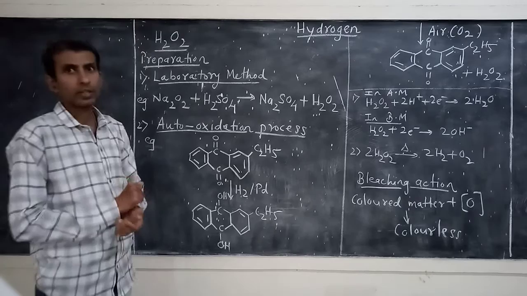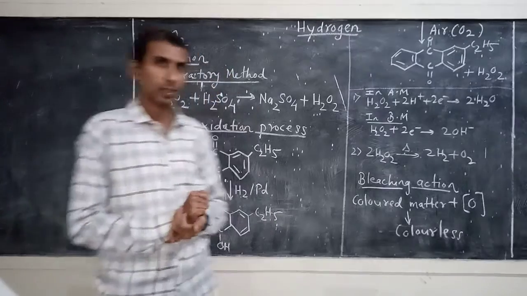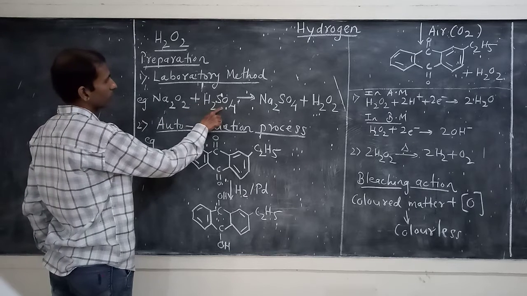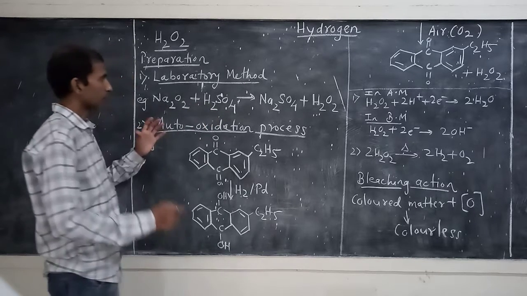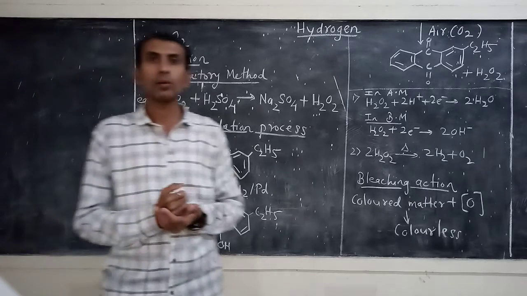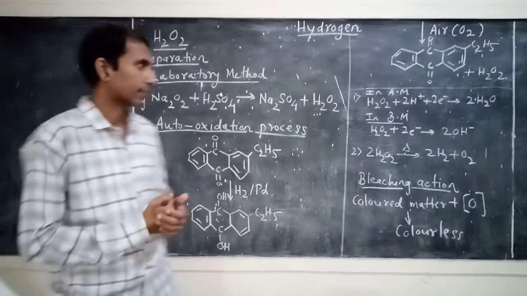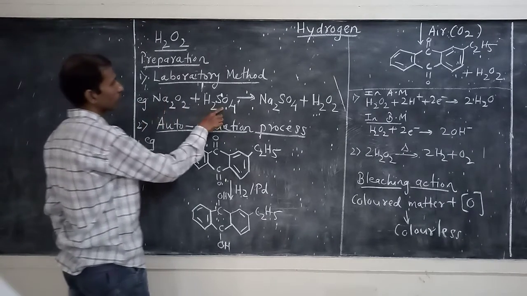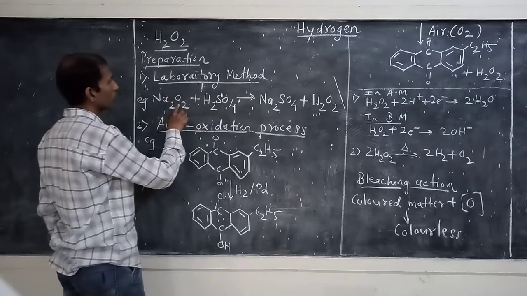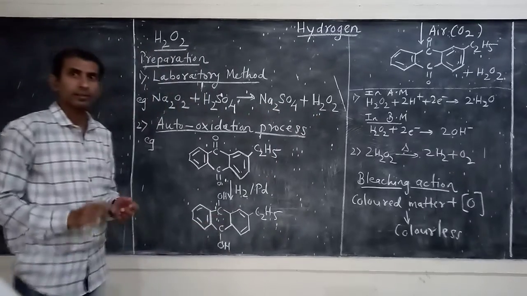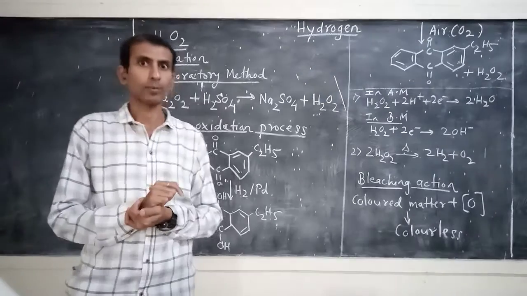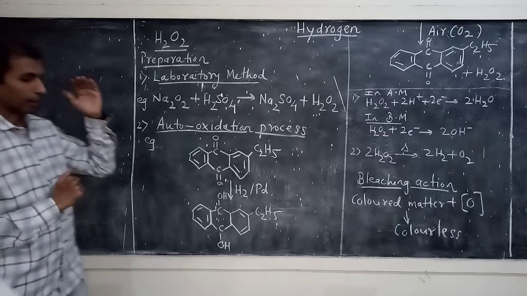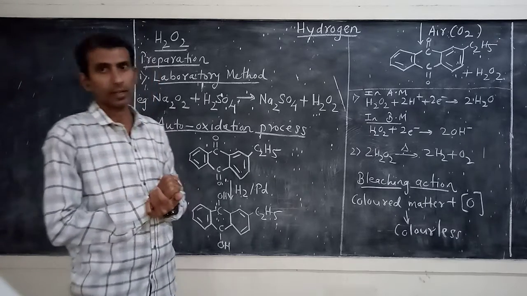For laboratory method we are using sodium peroxide, Na2O2, and you treat with dilute sulfuric acid, okay, and it's a simple double decomposition or double displacement reaction where the groups are getting exchanged, as you can see here, Na2SO4 and H2O2. So what is formed here? Hydrogen peroxide is formed. So this is the first method, that is called a laboratory method of preparation of H2O2.